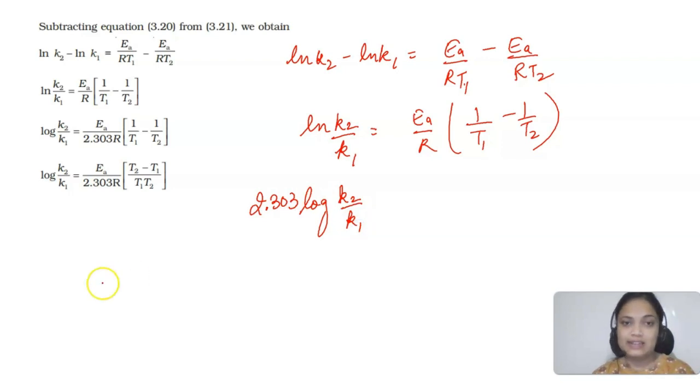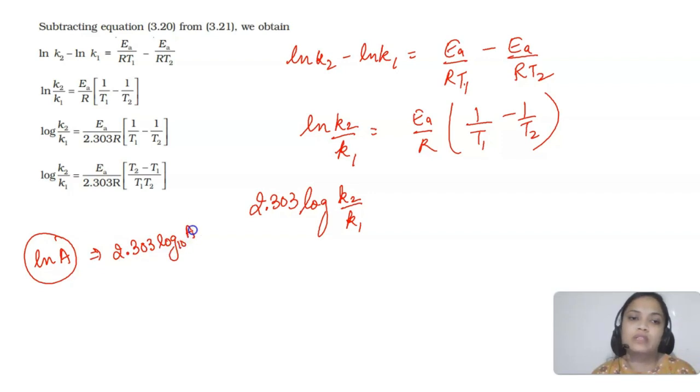I think this is clear. If you have not done maths, you should know that if I need to convert natural log A to log to the base 10, it will be 2.303 log to the base 10 A. This you must know. So 2.303 will be multiplied here, Ea upon R.